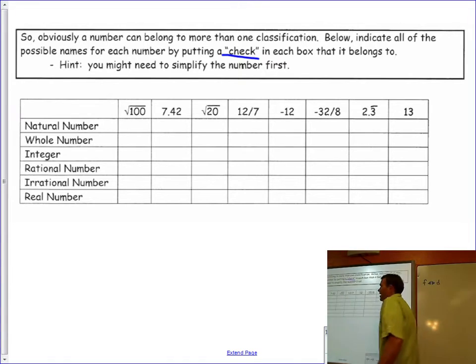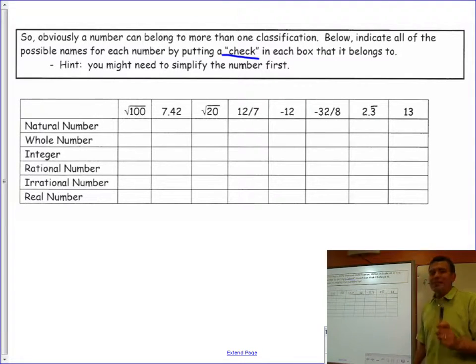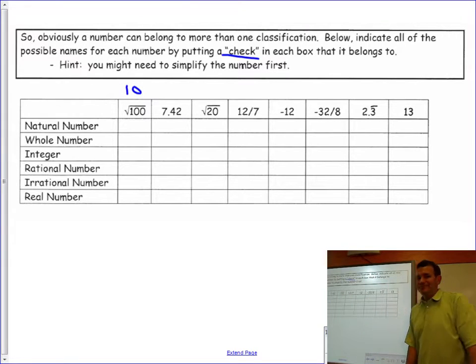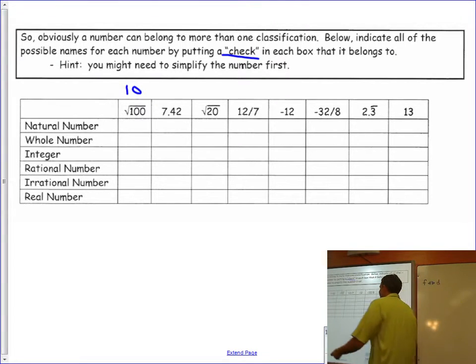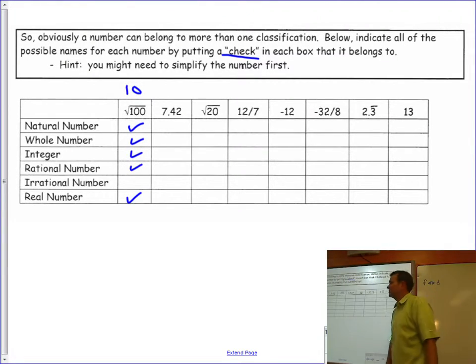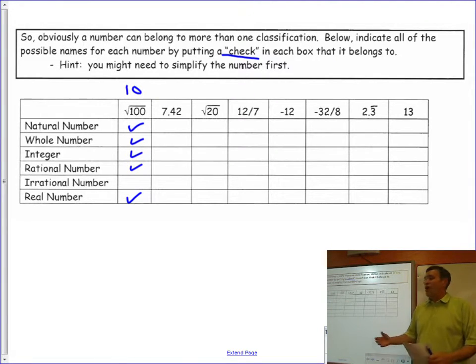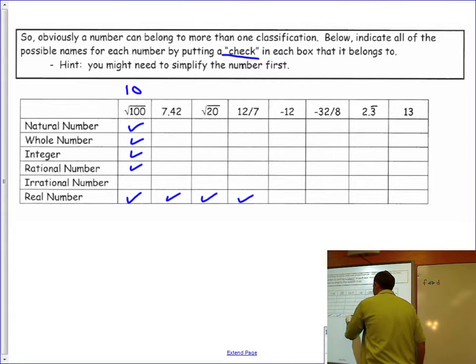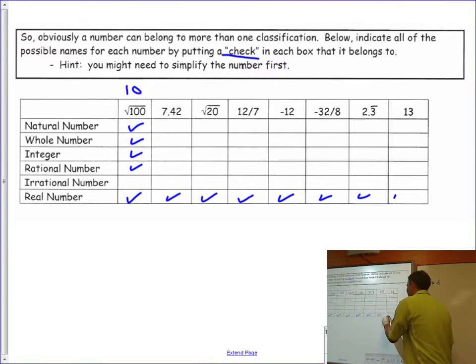The square root of 100, I recognize right away that can be simplified. The square root of 100 is 10. So 10 is a natural number, it's a whole number, it's an integer, it's rational, and of course it's a real number. And why don't I get it out of the way right now? All these numbers are real numbers. Every number we use in this class will be a real number.